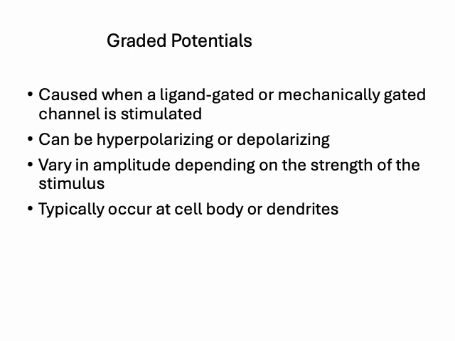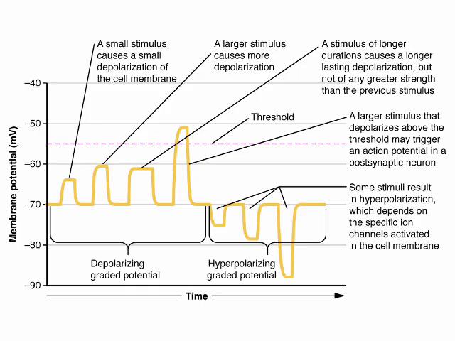Keep in mind that these really do determine the signal strength based on the amount of stimulus itself. So big stimulus, more graded potential, less a smaller graded potential. And these graded potentials typically occur at the top of the neuron, the cell body or the dendrites. Let's take a look at these graphically for a second.